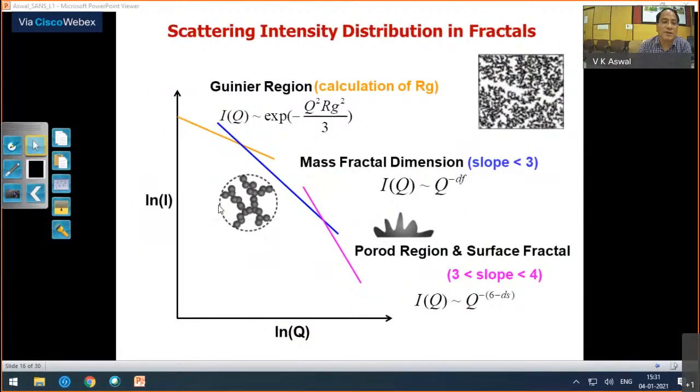So this is what you measure actually, log intensity as a function of q. In the intermediate q range, when you have a mass fractal, you see this kind of scattering profile with the slope less than 3. At higher q values, which is called the Porod region, you also see a surface fractal region, where your intensity will have a slope between 3 and 4. So you can differentiate the mass fractal and surface fractal by the different slope of your scattering, also in a different q range.